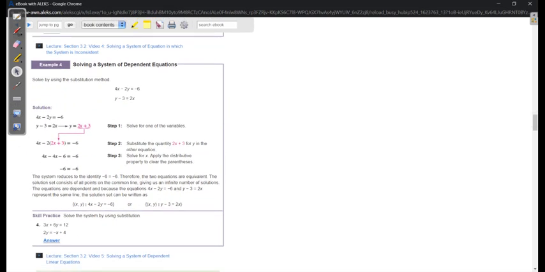And then we have here a system of dependent equations. So what does dependent equations mean? Well, let's solve this and figure it out. Unfortunately, they don't have it in a nice neat package for us. So let's go ahead and rewrite. We're only going to rewrite the top one essentially.